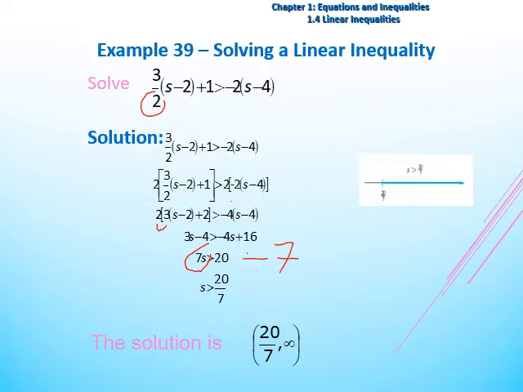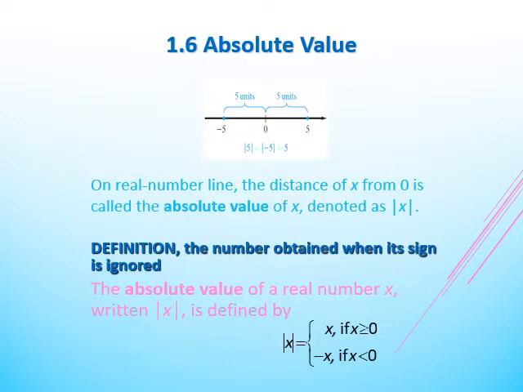Note that if we put it on the number line, we put 20 over 7, and we don't have an equal sign in the inequality, so the 20 over 7 is not included, which is an open interval. Since it's greater than, the solution is all values greater than 20 over 7, up to positive infinity. So this is the solution, all these values. Okay, this is what we have for the inequalities.